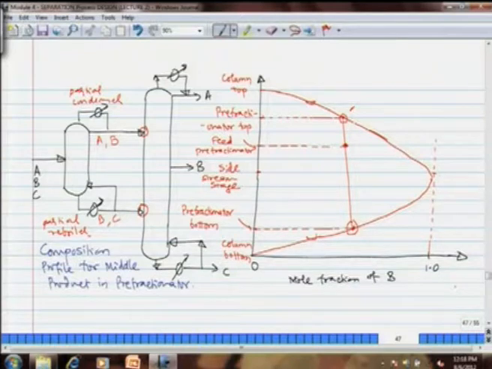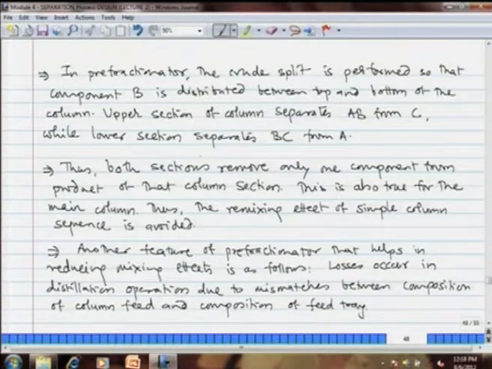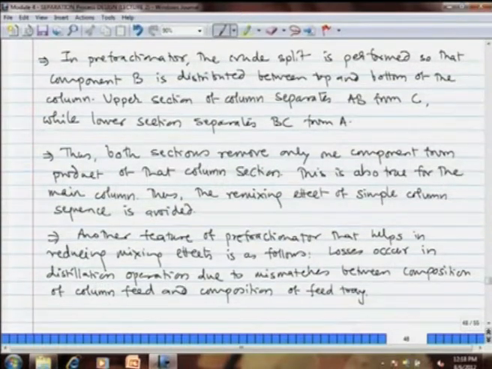So, somewhere in the middle section of the main column, the concentration of B reaches very high, let us say 0.9, 0.92, close to 1, and then B is taken off as a side stream. So, in this particular case, B is not remixed as in the earlier case. In both sections of the main column, we remove only one component from the product of that column section, and this is also true for the main column. Thus, the remixing effect of the simple column sequence is avoided, okay, and that helps in increasing the efficiency.